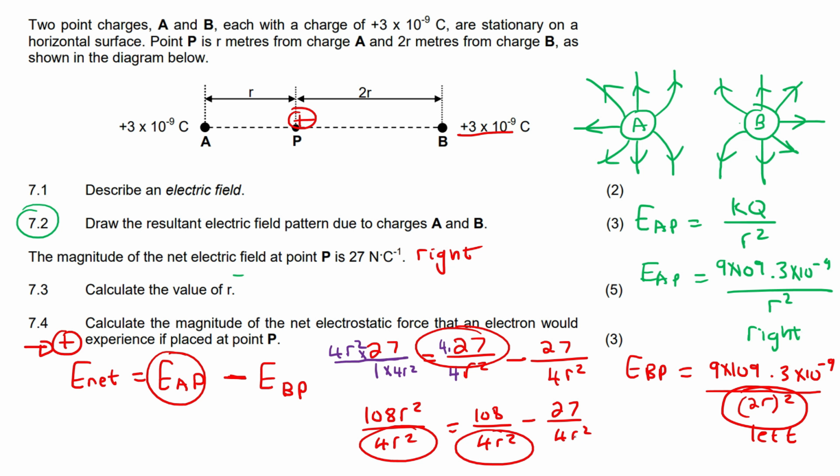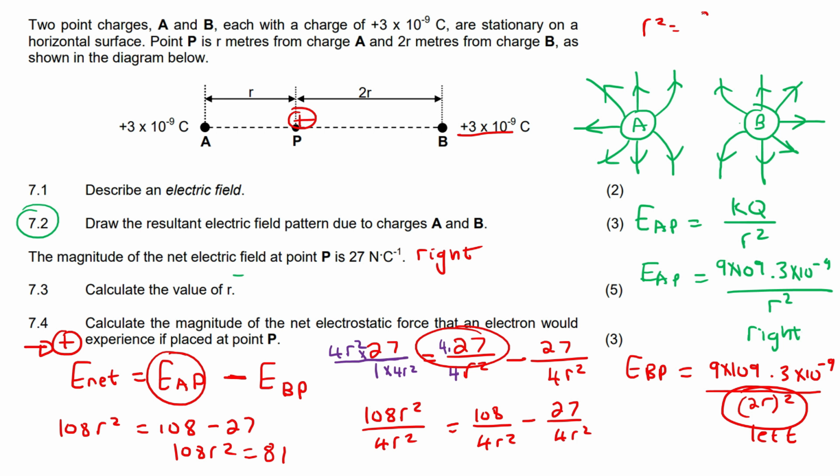So now because we have an equation and all the denominators are the same, we can ignore them. And so now we just have 108r squared equals 108 minus 27. And so 108r squared is equal to 81. We can then divide both sides by 108. And so r squared is going to be 3 over 4. And then normally we would say plus and minus, but r can't be a negative value, so we're just going to take the square root of 3 over 4. It's going to give you square root 3 over 2, but if you round that off, it's going to give you 0.87 meters.